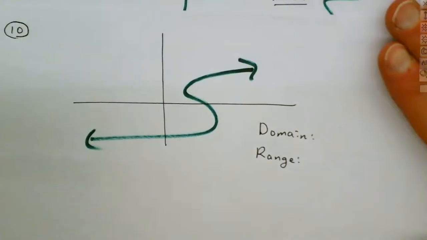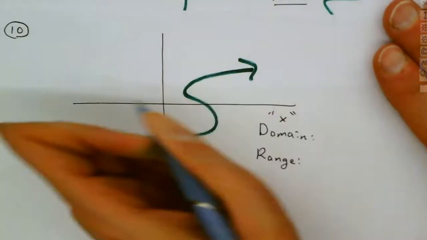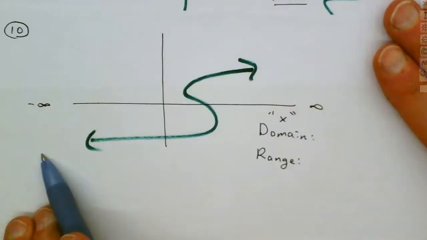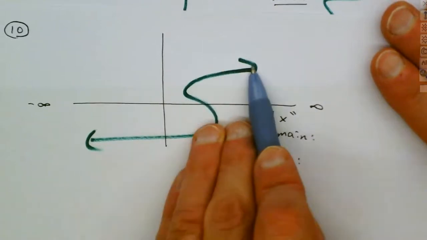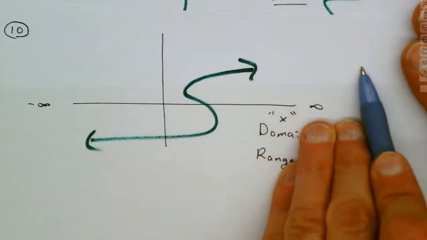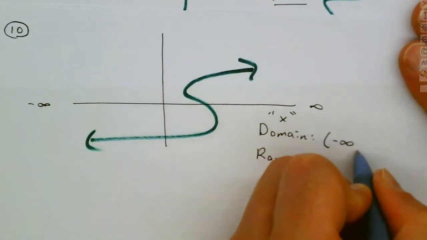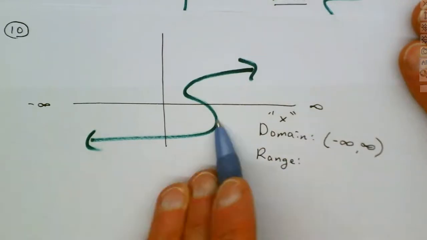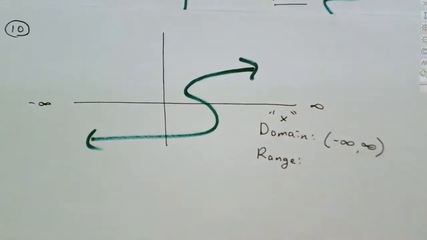Now, domain, let's do it first. The domain is the x part. And I can start back at negative infinity, and I can follow the graph all the way to the right. Okay, up to the right. So my domain would be negative to positive infinity, because it starts back at the left, curves around, and goes to the right. So my domain is negative to positive infinity.